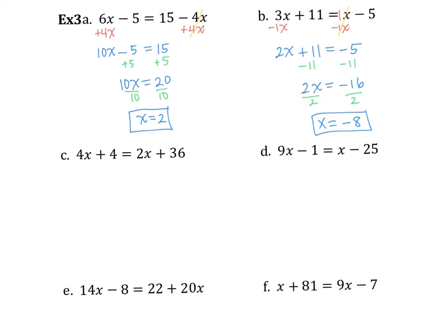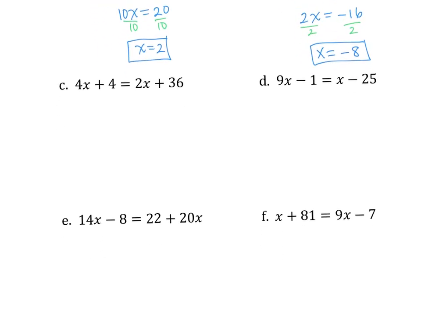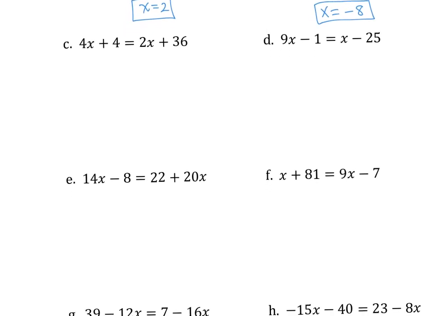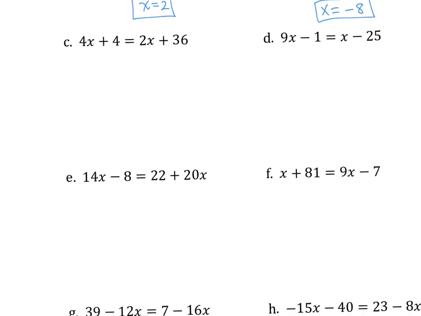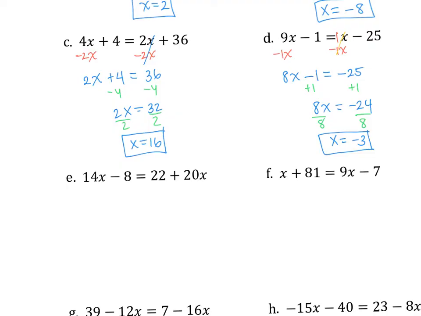Okay, I'm going to have you go ahead and try C and D on your own. When you're done with C and D, unpause the video and check your work. Okay, if you finished C and D, for C, I found x equals 16. For D, I found x equals -3. Okay, check your work if you got either one wrong. And then go ahead and try E.